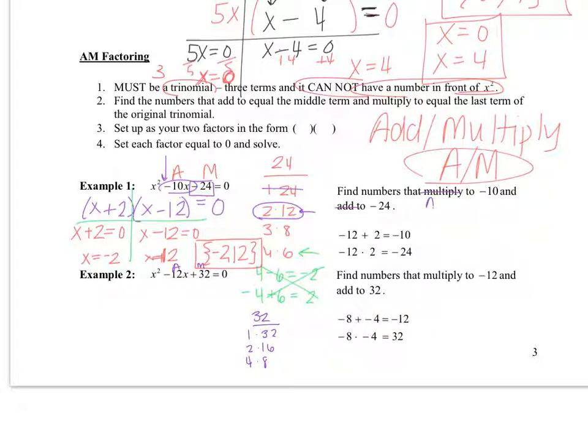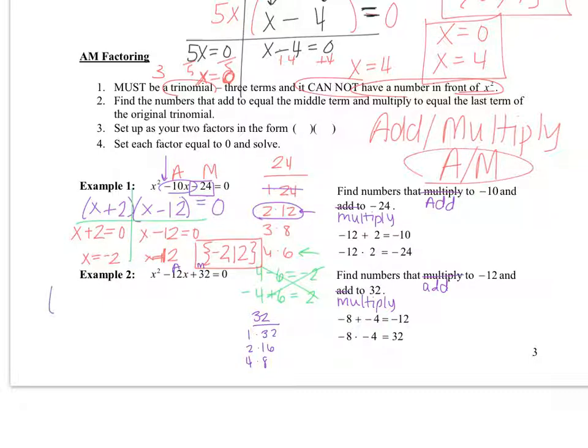I did just notice over here that these words are kind of mixed up. It should say add to negative 10, multiply to negative 24, just like we did in the problem. And in this case, it should add to negative 12 and multiply to 32. Okay, so if you don't mind fixing that for me, I'd appreciate it.